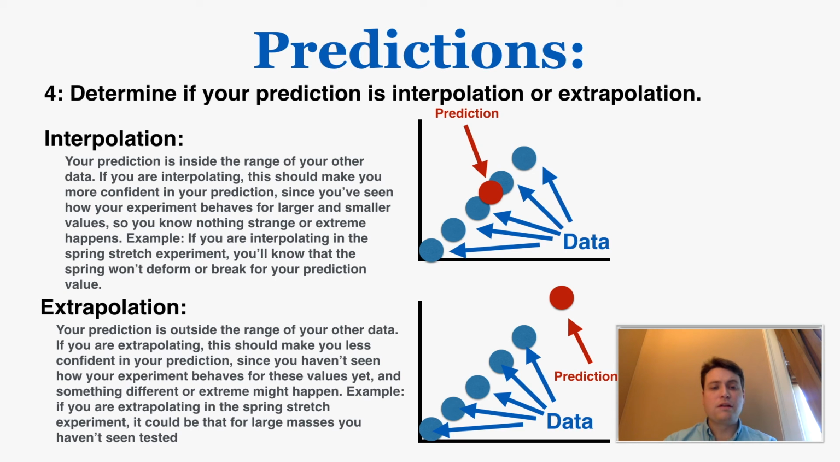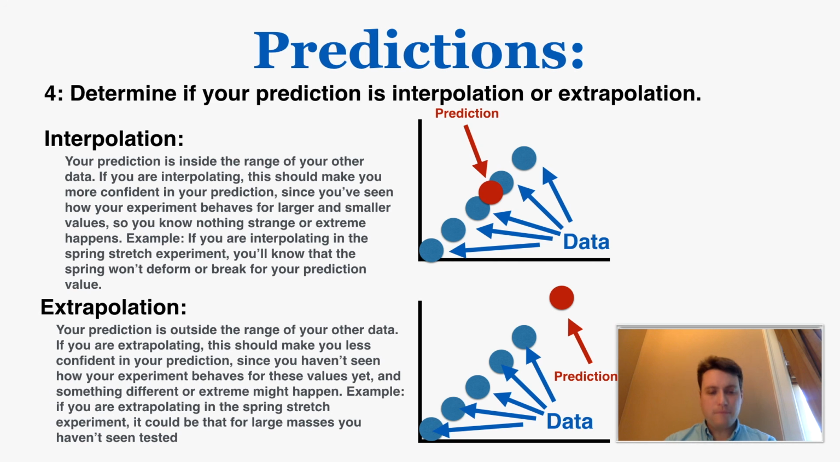So that's why interpolation should make you more confident in your prediction, because you've already seen what your experiment behaves like for similar IVs. Extrapolation is when you're making a prediction about an IV that's outside the range of what you've already tested. Going back to my time example, let's say we've tested the position for time equals 2, 4, 6, 8, and 10 seconds, and I then ask, what is its position at 50 seconds? 50 is outside of that 2 to 10 range, it's way outside, and so that would be extrapolation.